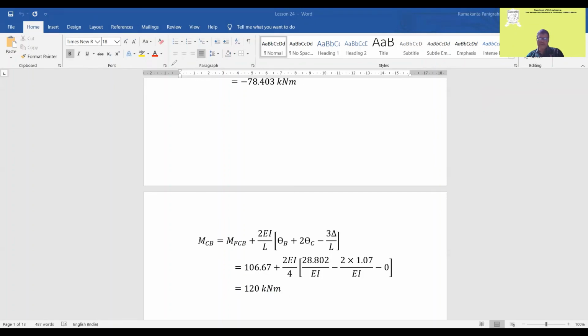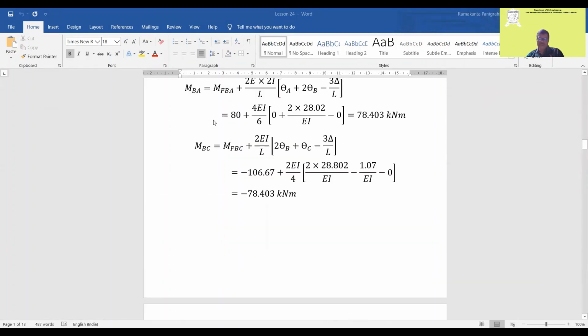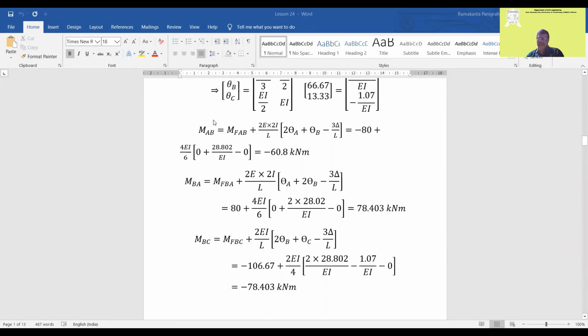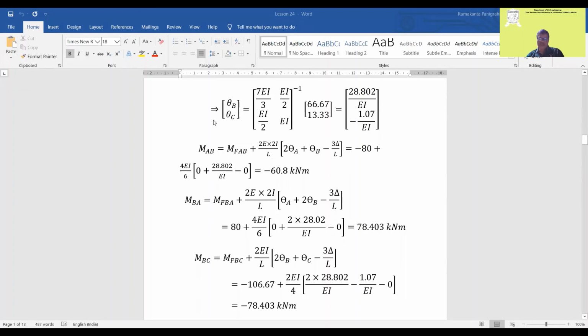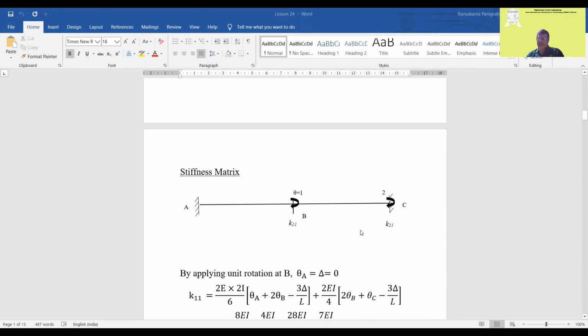Now we'll draw the bending moment diagram. 120, minus 78, plus 78, and it is coming minus 60.8. We can say minus 60, 78, and 120.